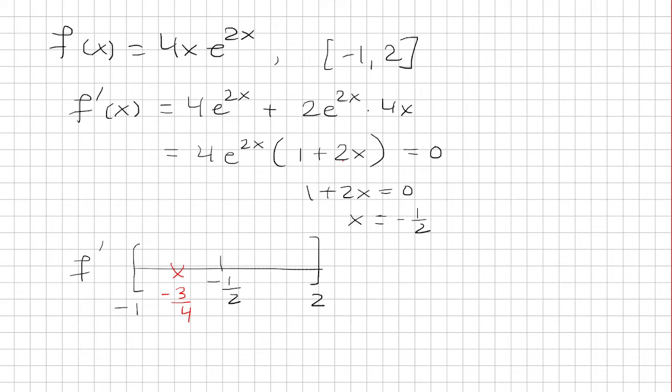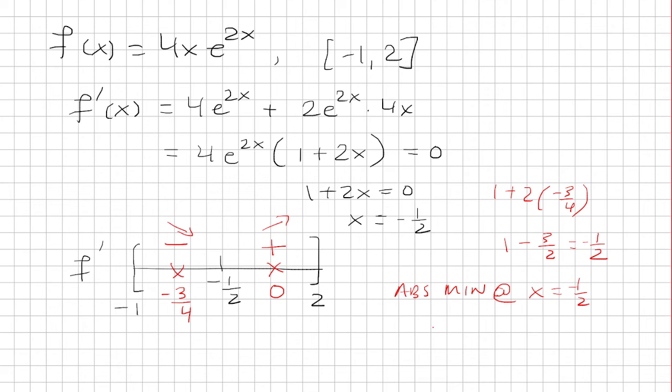So when I have 1 plus 2 times -3/4, that's really going to be 1 minus 3/2, which is -1/2. So this is going to be a negative number. Now, plug in a number between -1/2 and 2, let's say 0. Well, 1 plus 2 times 0 is just 1, so that's going to be positive. So really, there's going to be a minimum at x equals -1/2. So we can say that the absolute minimum is at x equals -1/2.